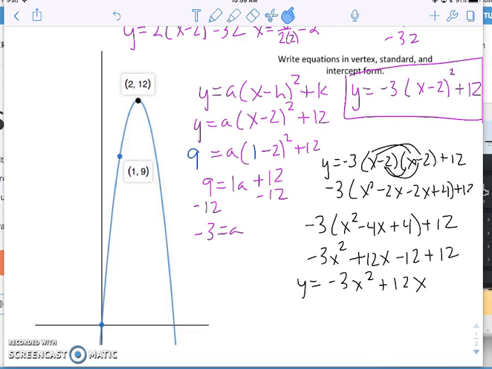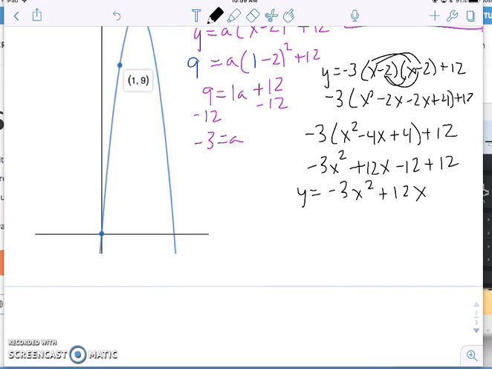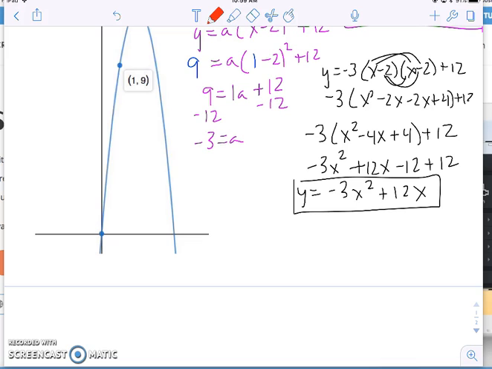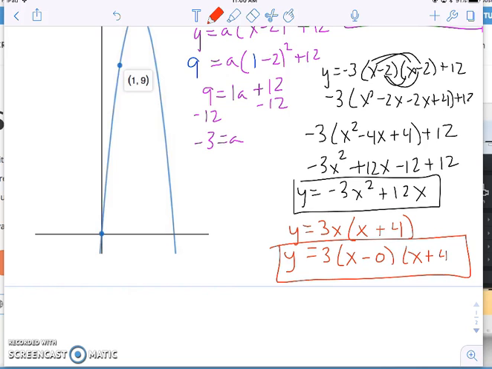Well, then we have to write it in intercept form. So we're almost there. Basically what we need to do is factor this. I see right now that we can factor out a 3x out of these. So that would be 3x, and we'd have x plus 4. And so in intercept form, we'd have a 3, and this x would just be x minus 0, times x plus 4. And we have our intercept form. And you could just leave it as the 3x as well.